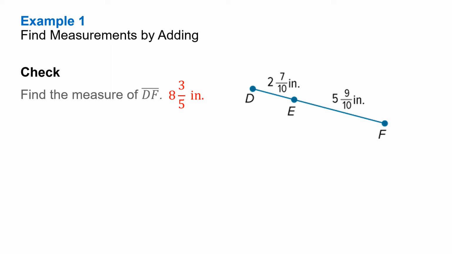Find the measure of DF. The measure of DF is 8 3/5 inches. Here's how we figure that out. We first write the relationship between DE, EF, and DF.